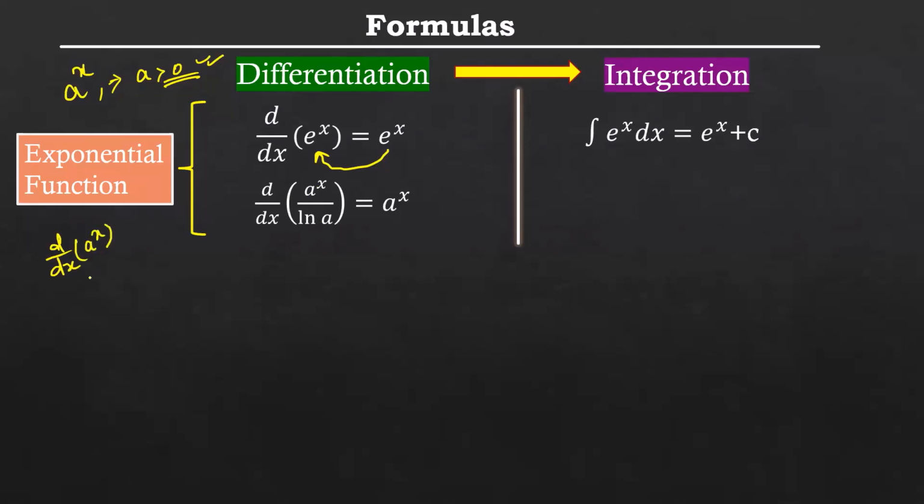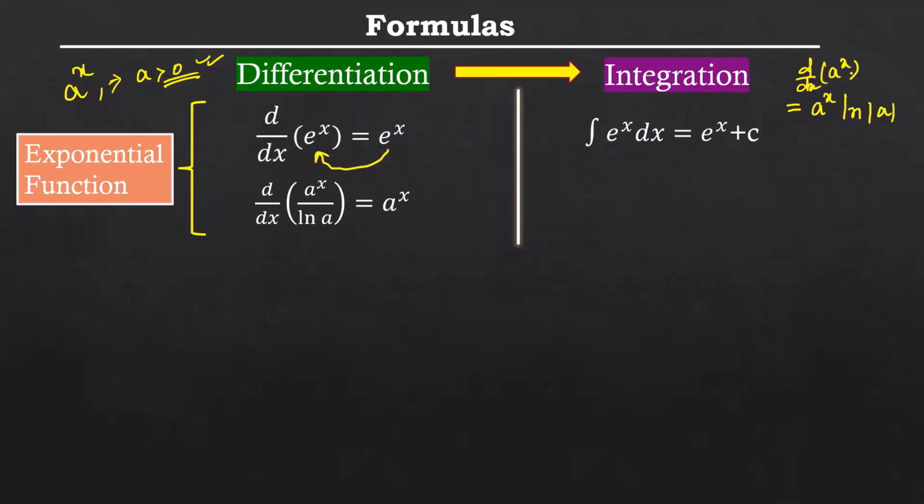Someone please tell me what is the differentiation of that. What is d/dx of a to the power x? Please tell me again. It is a to the power x times log a, not log base a, but log base e, that is, ln of a.